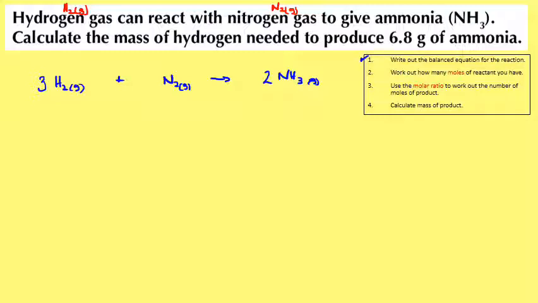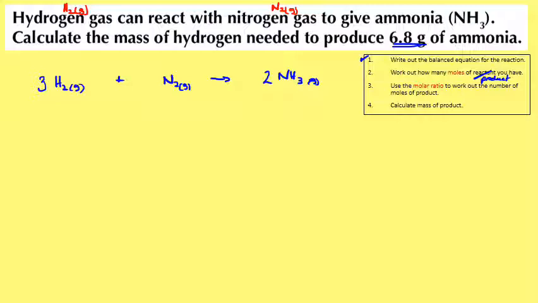Step number 2, work out how many moles of reactant you have. Well, of course our process assumed we were given the mass of reactant. That's right. So here we're just going to change this into product, because that's the grams we've been given in the question. Okay, so our process is slightly different in this case.